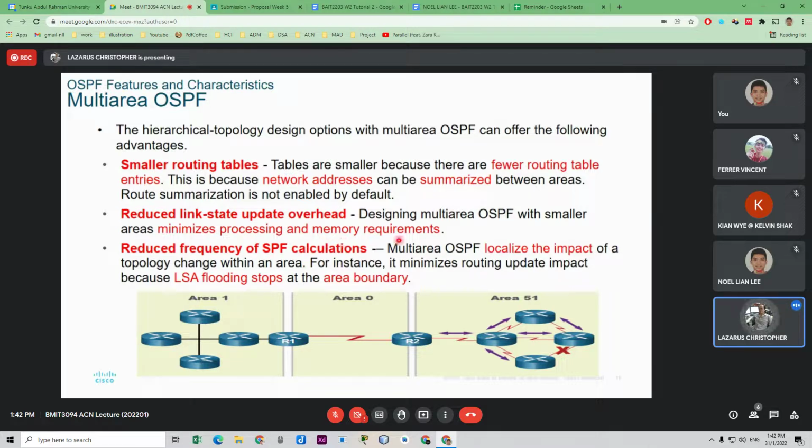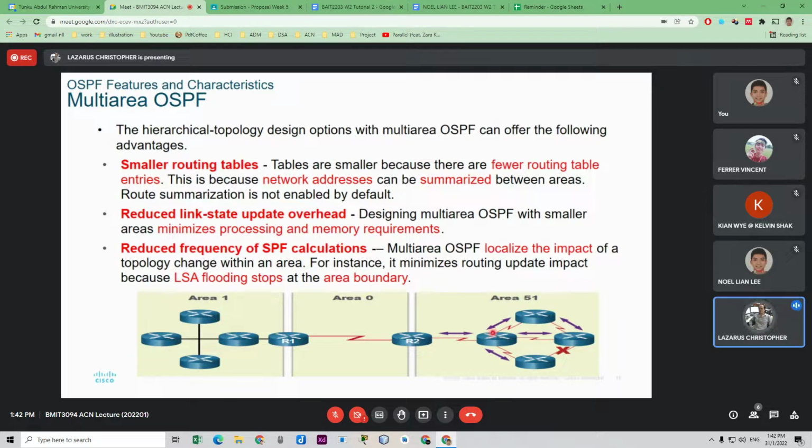So you can also reduce your memory requirement. That means your RAM doesn't have to be very big, right? Also, it reduces the frequency of SPF shortest path calculation. Multi-area OSPF localizes the impact of topology change within an area. For instance, it minimizes routing update impact because LSA flooding stops at the area boundary. Because we consider each area a different topology already, anything that changes within one area is not propagated to other areas' calculations, because they only focus on their own border.